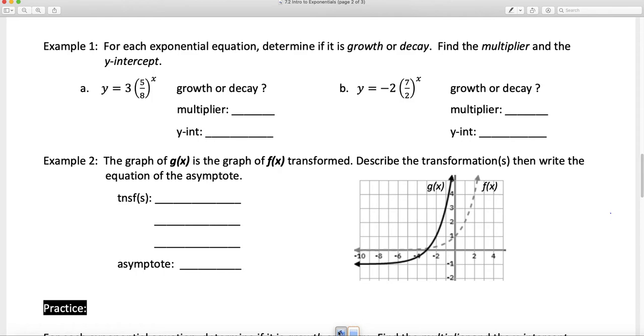Okay, the first set of exercises are going to ask you to do this. For each exponential equation, determine if it is growth or decay, find the multiplier and the y-intercept. Okay, so remember, these are going to be in the form y is equal to a b to the x. So we always put parentheses around this. Some people will let you put a dot here for multiplication, but I don't.